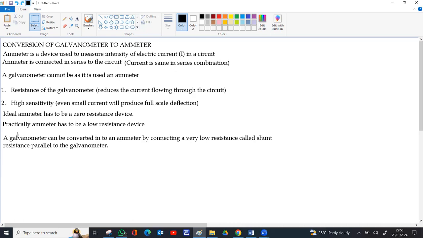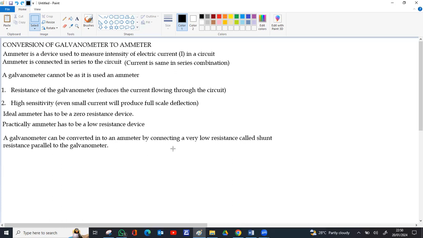So the conversion part only starts from here. If it's asked for the exam, this is not demanded for writing. These are all separate questions: how an ammeter is connected, and why? What are the reasons behind a galvanometer not being usable for measurement of current? What's the resistance of an ideal ammeter? It comes in numerical questions also. Now the conversion concept starts from here. These are the basic reasons behind that.